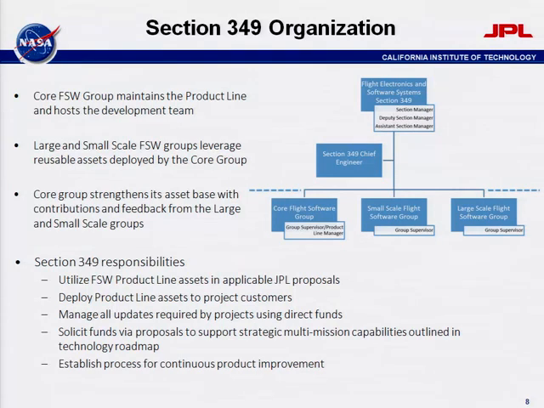And then it's at the section level that has the responsibility of actually maintaining this product line. And so it utilizes the product line assets in all applicable JPL proposals. It deploys product line assets to project customers. It manages all updates required by projects using direct funds. It solicits funds via proposals to support strategic multi-mission capabilities outlined in the technology roadmap. This gets back to the strategic vision of the section and where we want the product line to go in the future. And then it establishes the process for continuous product improvement.